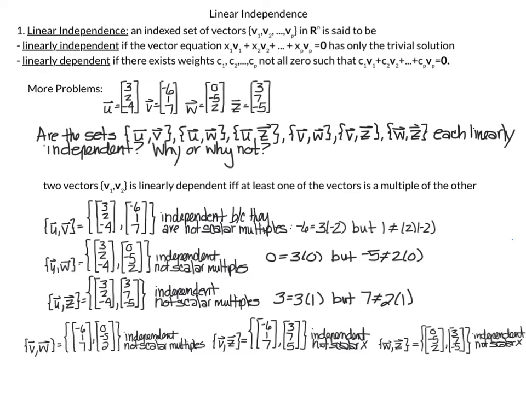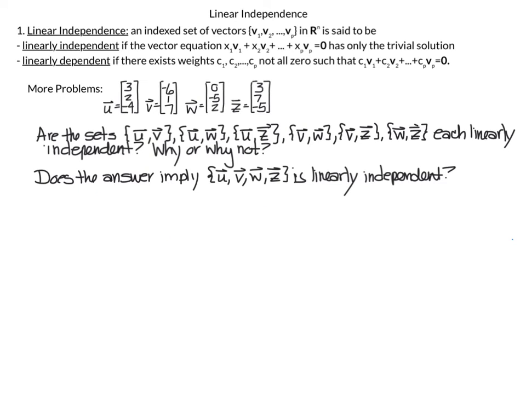And for wz, the 0, 5, 2, and the 3, 7, -5, here you could multiply 3 times 0 to get 0, but then you can't multiply 7 times 0 to get -5, so they are also independent.